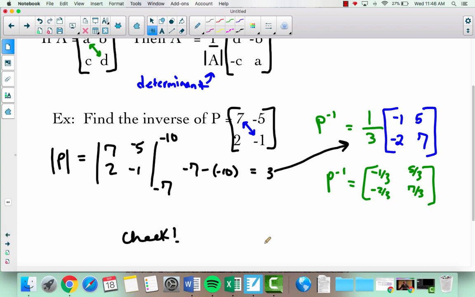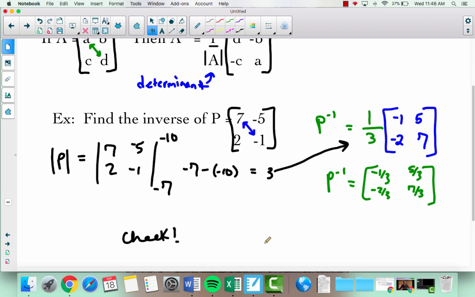If it doesn't, then that means that there's something wrong with one of your calculations, either the determinant, or maybe you switched a diagonal incorrectly or didn't change a sign. I'd also suggest that you always leave your fractions as fractions. It will make your answers more accurate. Don't change anything to decimal form.